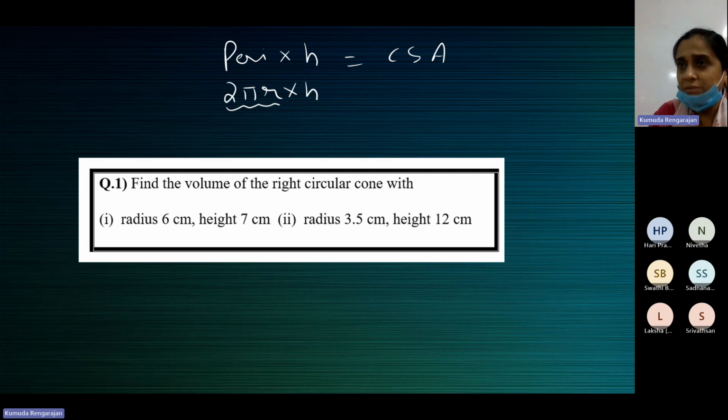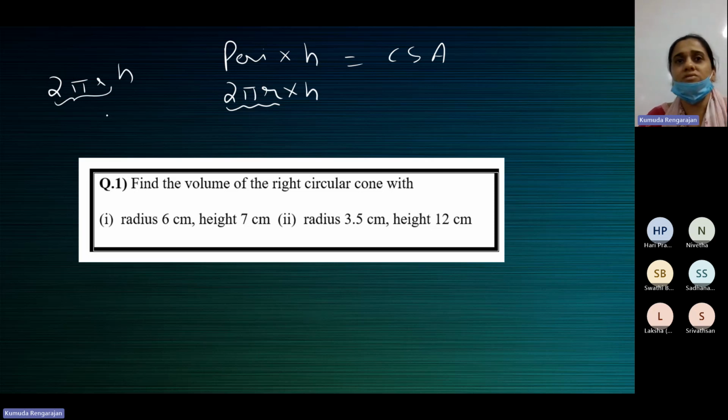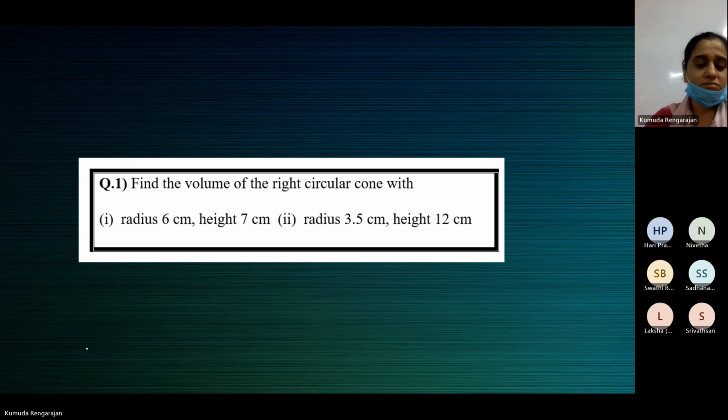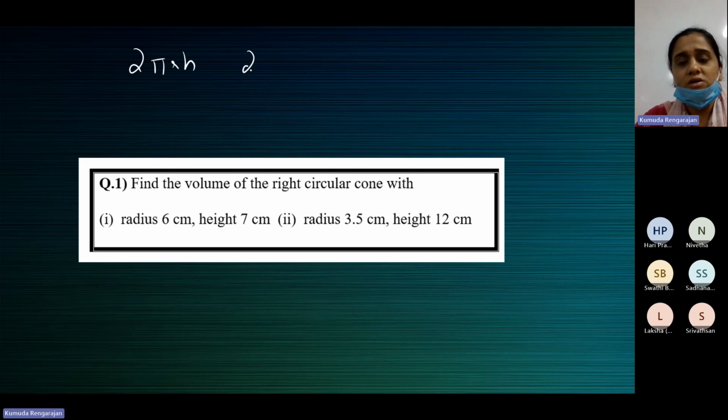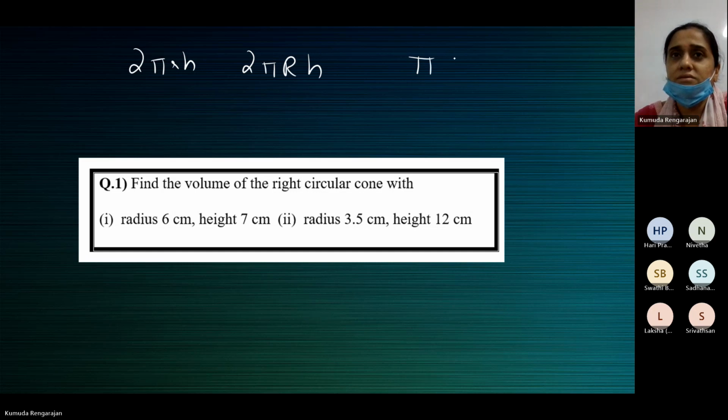So 2 pi r is the perimeter of the circle into height is CSA of the cylinder. So when you see 2 pi RH, 2 pi r is the perimeter of the cross section into height. Perimeter of the cross section into height is CSA. CSA of what? 2 pi r means circle, circle means cylinder. So 2 pi small r h is the inner CSA. 2 pi capital R h is the outer CSA. And pi (R square minus r square) is the area of one ring.